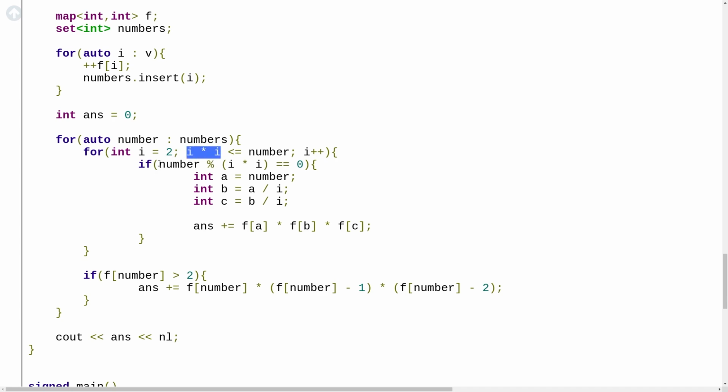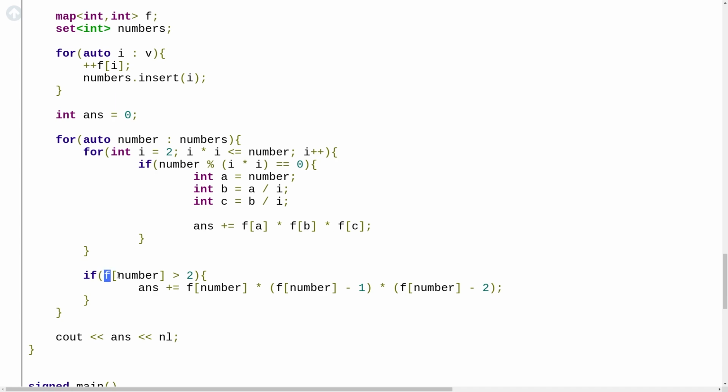If number is divisible by b square, so this is essentially the value of b, or i square, that means I have found three values a, b and c. So a will be equal to number itself, b will be equal to a divided by i, and c will be equal to b divided by i. You can also write it as a by i and a by i square. It is the same thing. Now we have to add this particular value to our answer, and that would be f of a into f of b into f of c.